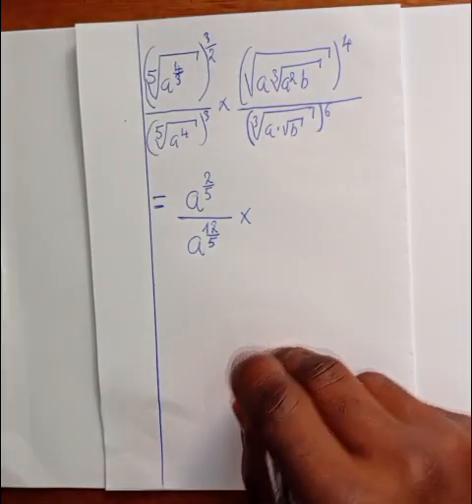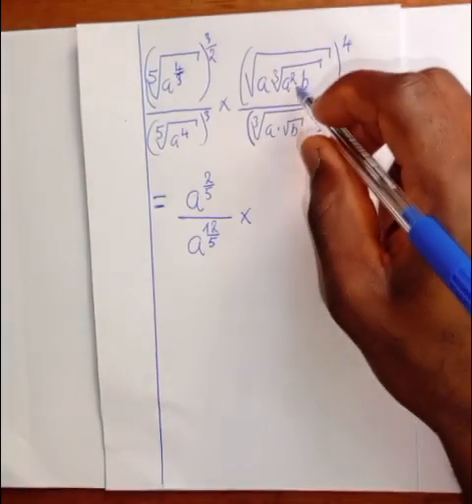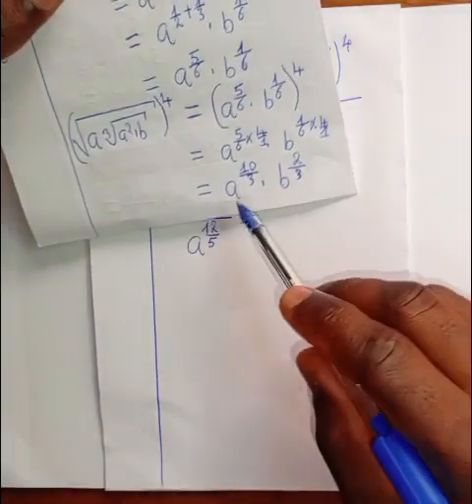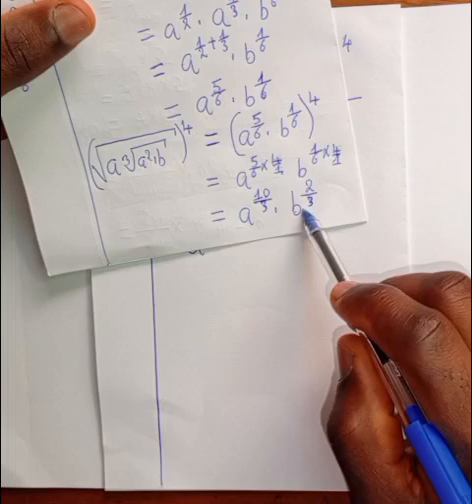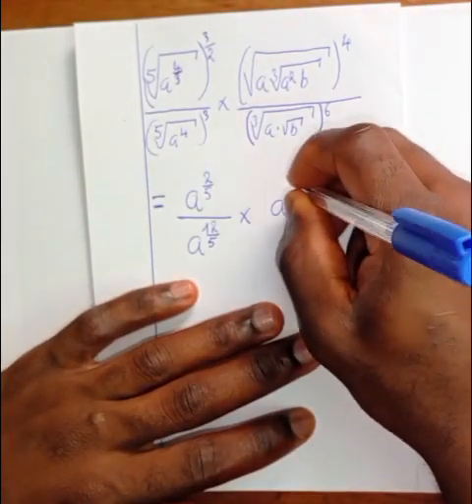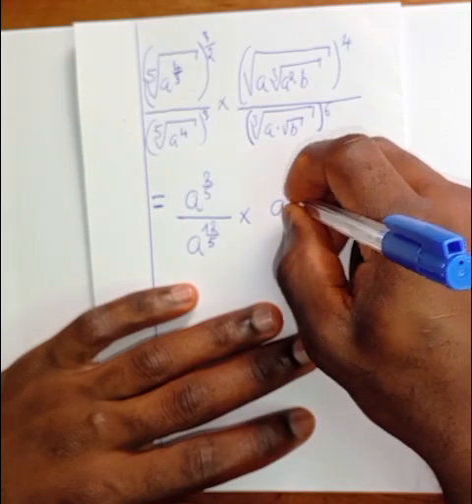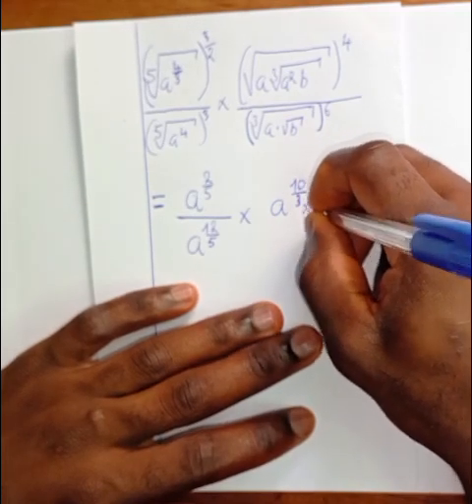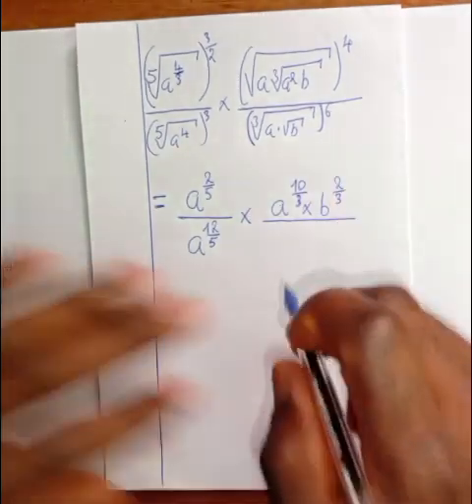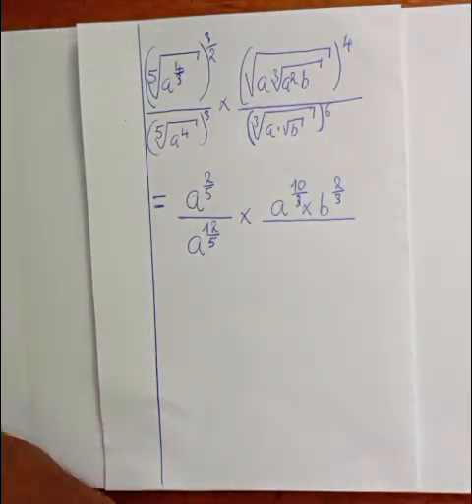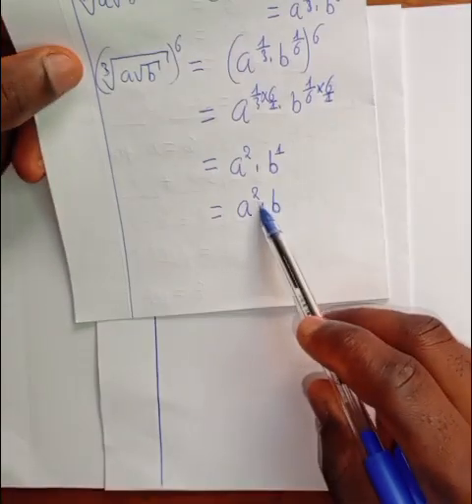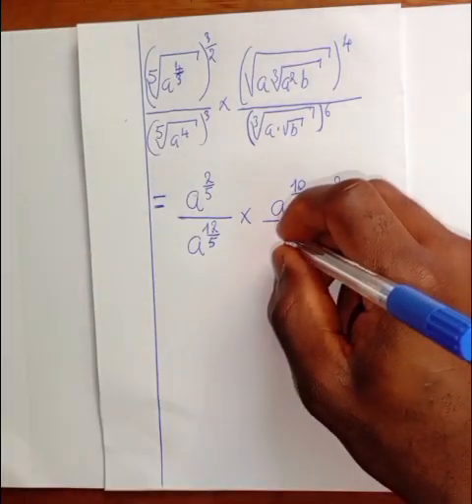times, we go now to the next, which is this. You know it is equal to a raised to the power 10 over 3 times b raised to the power 2 over 3. I'll replace it, a raised to the power 10 over 3 times b raised to the power 2 over 3. I'll divide by this, which is simply equal to a squared times b. I'll replace it.